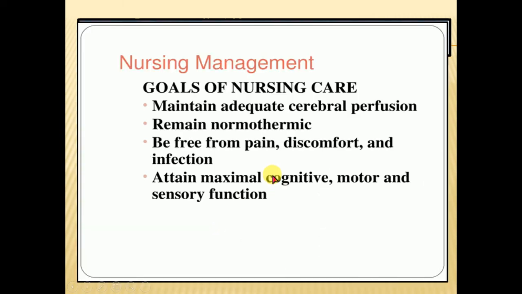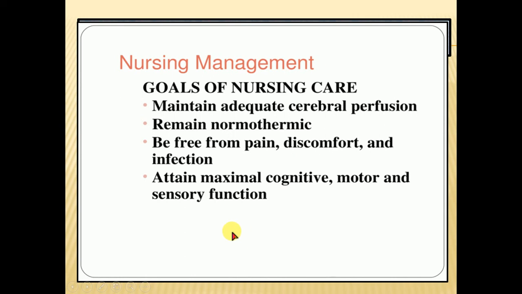Now we are coming to nursing management. What are the goals of nursing management? To maintain adequate cerebral function. Next, we want the patient to be normothermic, that is, the patient should have a normal temperature, be free from pain, discomfort and infection, and attain maximal cognitive, motor and sensory function.